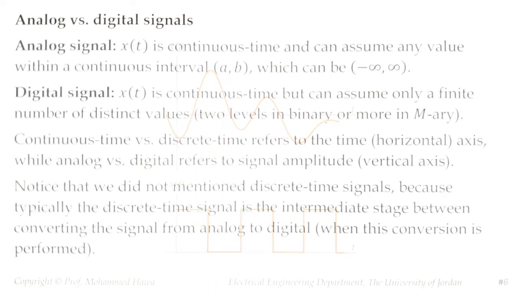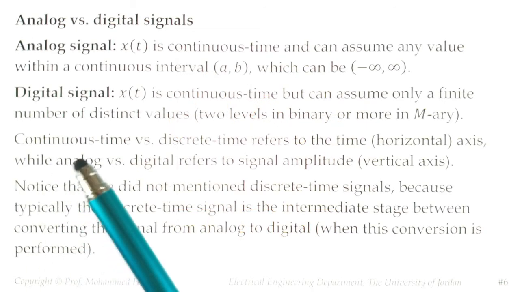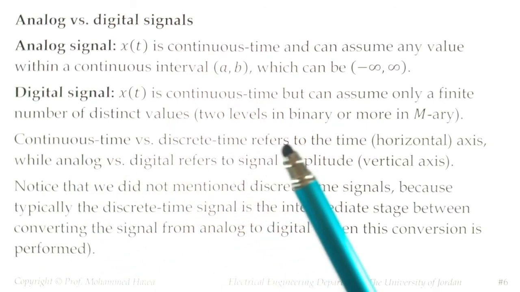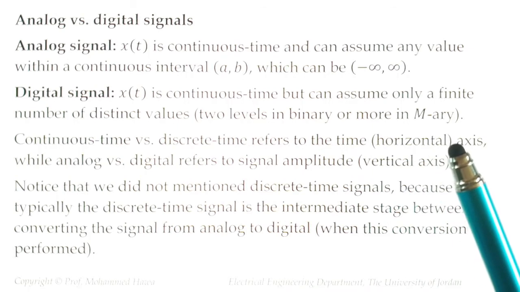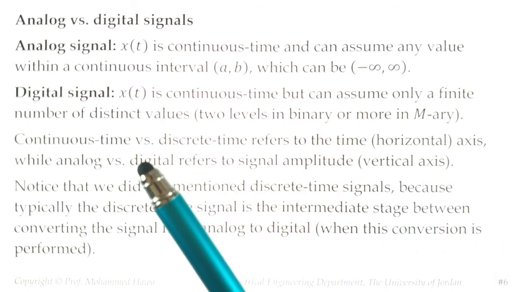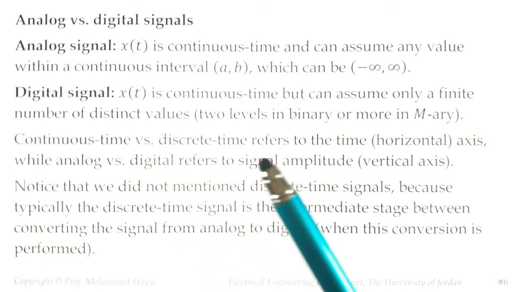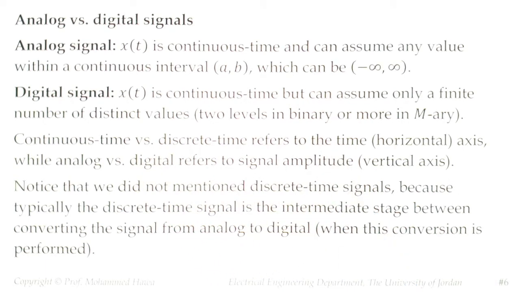So to summarize, continuous time versus discrete time refers to the time or the horizontal axis. Is time continuous or is time discrete? However, analog versus digital refers to the signal amplitude, or value, or voltage on the vertical axis. Are you limited to a finite number of possibilities, maybe 2, maybe 4, maybe 8, or you are not limited to a certain number, you have a continuous region of values?